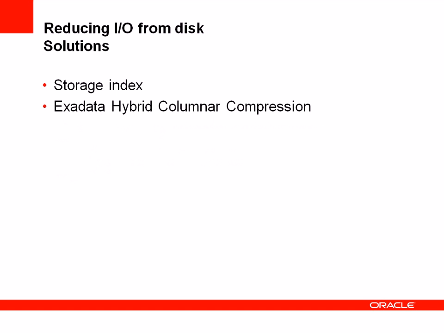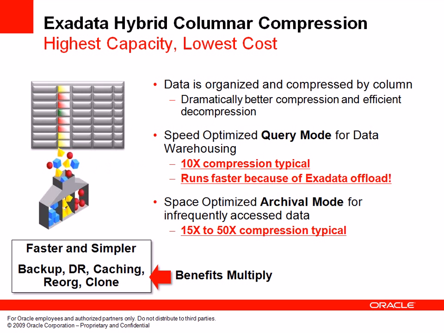Another key feature of the Exadata storage server, which can reduce the amount of I/O from disk, is the Exadata hybrid columnar compression. We've had compression in the Oracle database for a long time, 10, 15 years. We introduced advanced compression with, I believe, 11g, but Exadata hybrid columnar compression is completely different.